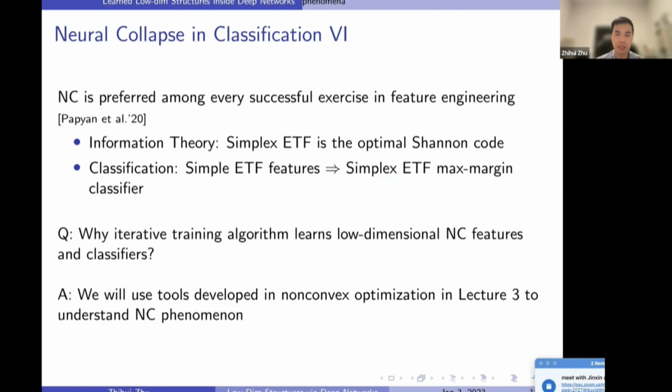Even so, this neural collapse property is preferred. A natural question is that we always train the network by an iterative algorithm, like gradient descent. Then why will these iterative algorithms learn these low-dimensional neural collapse features and classifiers? To answer this question, we will use tools developed in the non-convex analysis presented by Yuqian to understand these neural collapse properties.